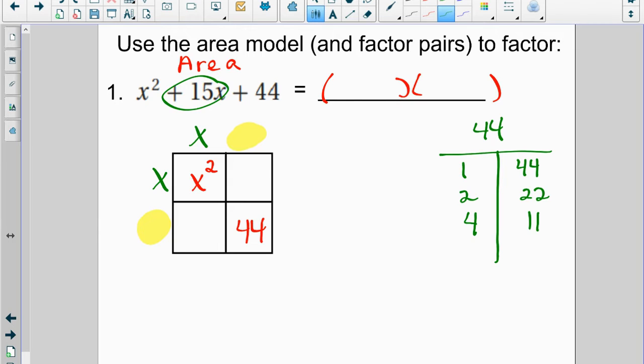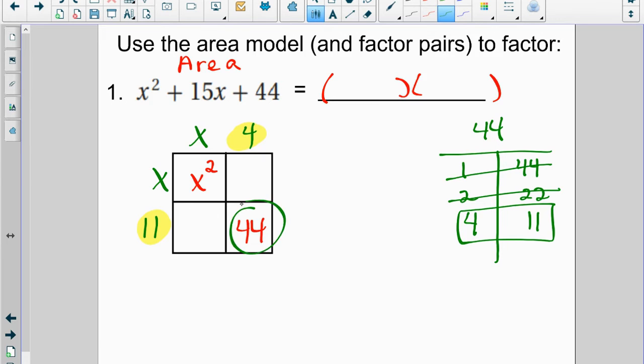Do you recognize which factor pair will add up to 15? It's not 1 and 44, because that adds up to 45. 2 plus 22, well, that adds up to 24. It has to be 4 and 11. So 4 times 11 is 44. Okay, so that part of my puzzle is okay.